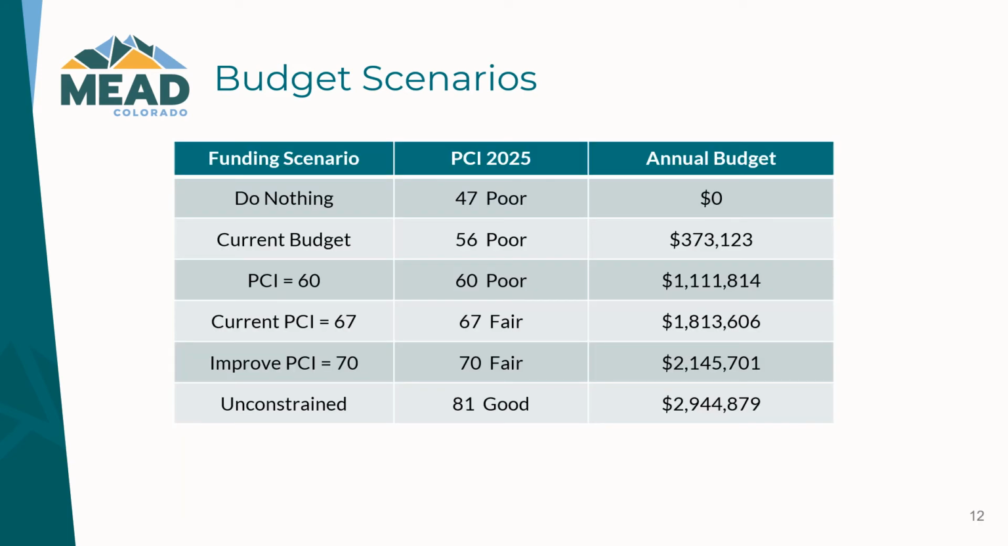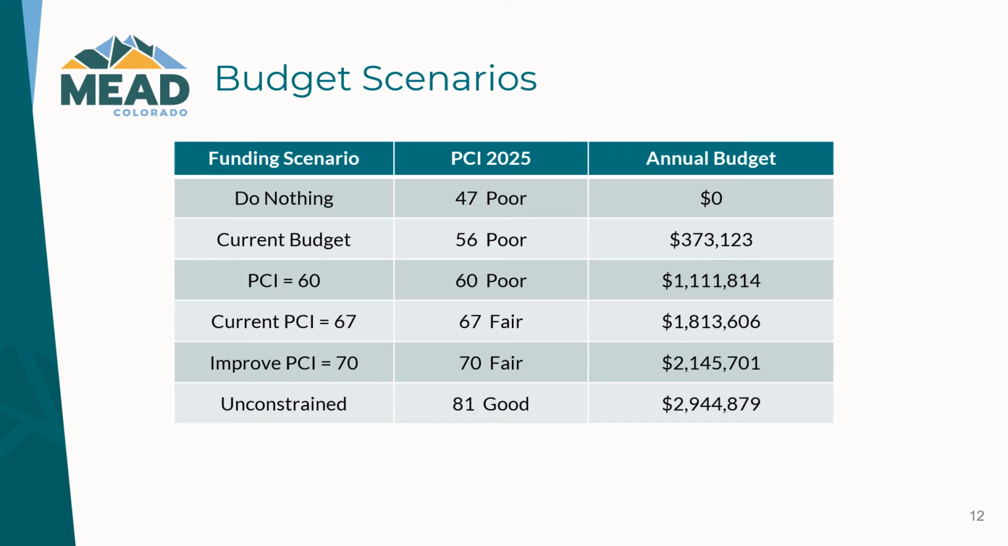Now here's the dollars associated with those various scenarios. So if we do nothing, in 5 years our condition drops to a 47, which puts us into the poor category, and that's an annual budget of 0 if we spent no money on street maintenance. If we continued at our current budget, our PCI in 5 years is 56. Remember, we're currently at 67, and that's only an annual budget of 373.